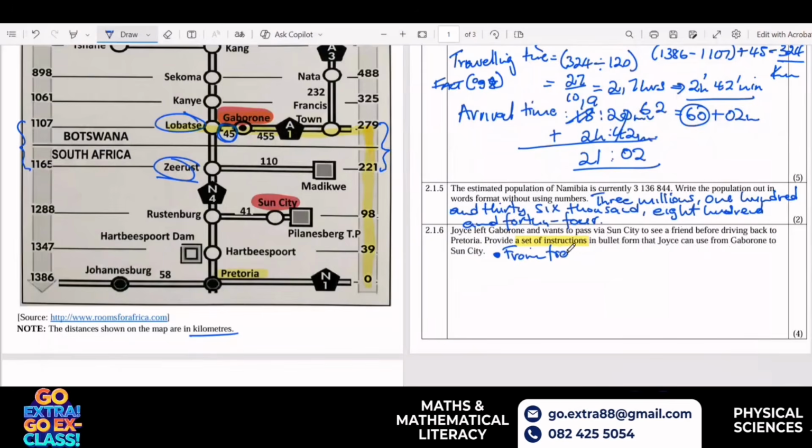Okay, and then from Gaborone, so you're going to say from Gaborone, they will travel, so you say travel 45 kilometers to what? To Labans. Okay, you cannot see that. Labans. Okay, that's what the first point.